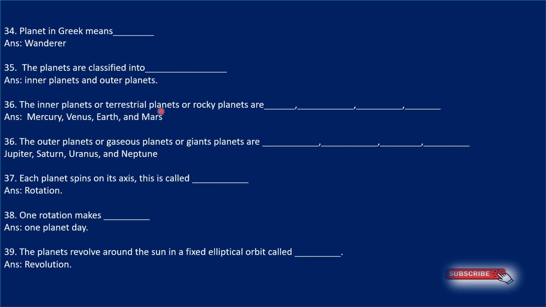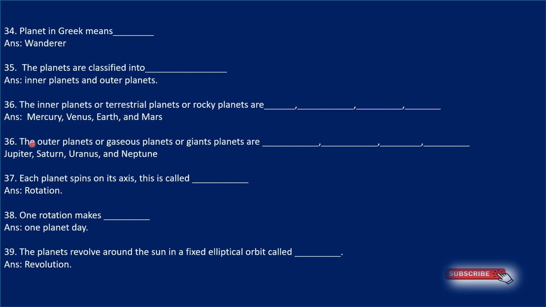The inner planets, or terrestrial planets, or rocky planets. The classification of planets is 2: one is inner planets, the next one is outer planets. These inner planets are otherwise called terrestrial planets, or rocky planets. So what planets come under the inner planets? Number 1 Mercury, 2 Venus, 3 Earth and 4 Mars. The first four planets come under inner planets, terrestrial planets or rocky planets.